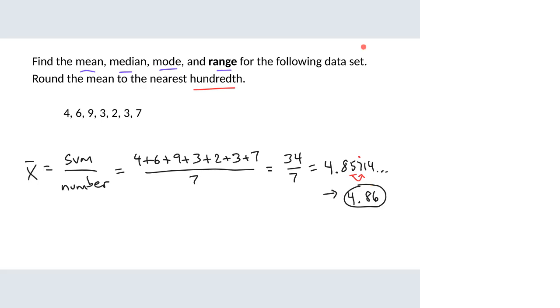Next thing we're supposed to find is the median. One thing I do not want to do is go, well, there's 7 of them. 1, 2, 3 over here, 1, 2, 3 over here. That one's in the middle. That's the median. What did I forget to do?